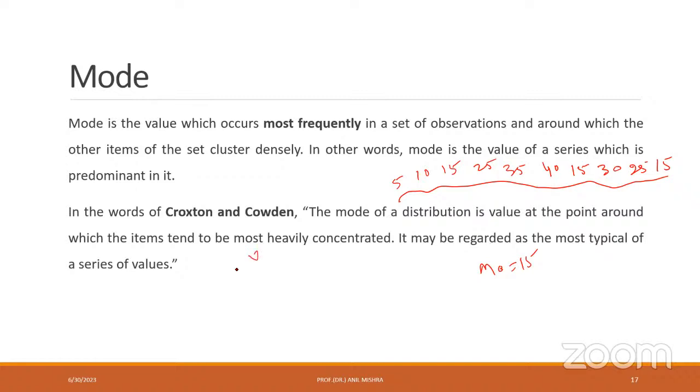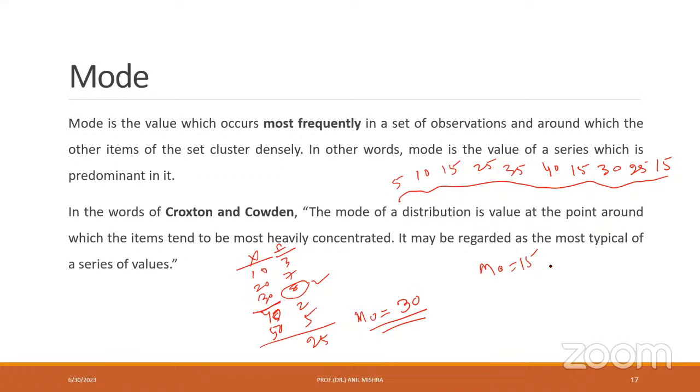Let's say, for example, a discrete series: 10, 20, 30, 40, and 50, and the corresponding frequencies are 3, 7, 8, 2, and 5. Tell me what is the value of the mode? Mode is 30, not 20, because the maximum frequency is 8, and the corresponding variable is 30. So the variable that occurs the maximum number of times is called the value of the mode.